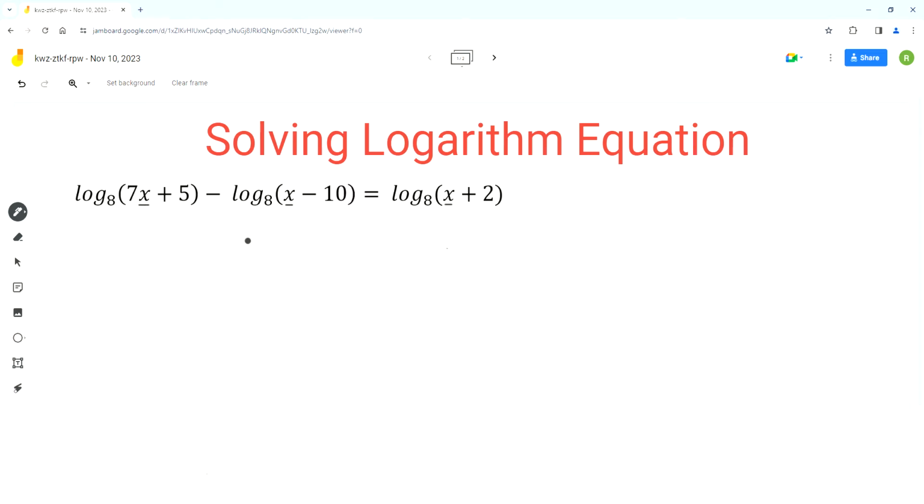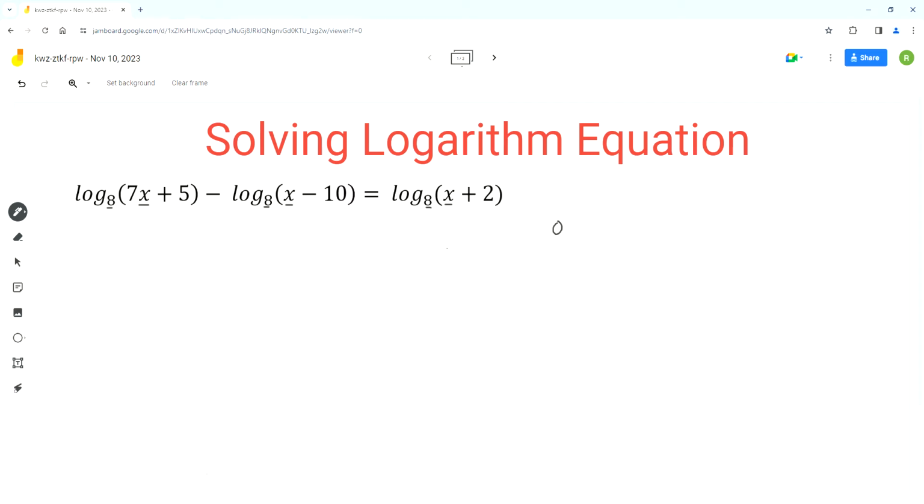Now the next thing we analyze is the bases of these log terms. All three log terms have the same base 8. So that means we can combine them using various laws of log. On the left side, these two log terms are being subtracted, so we can combine them using the quotient law of log.